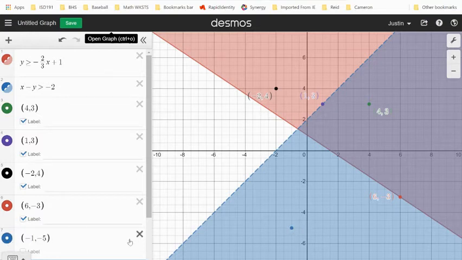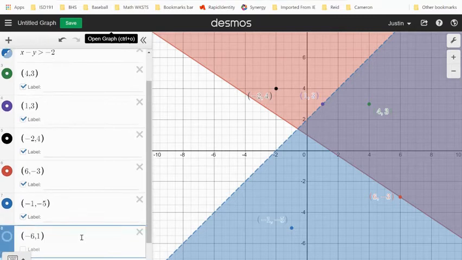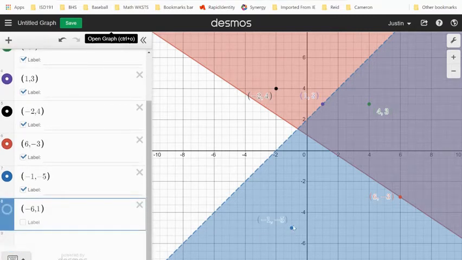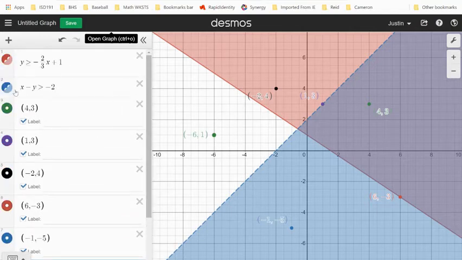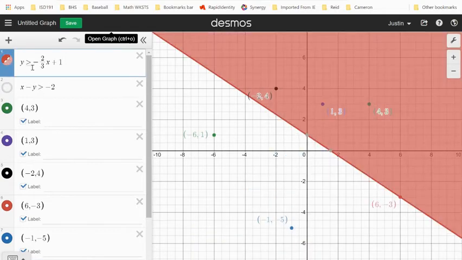-1, -5 is a solution to the blue inequality because it's in the blue shaded area. But notice it's not in the red shaded area. So it's not a solution to all of the inequalities in that system. So that is not a solution. And last we have -6, 1, which is over here in the area that's not shaded by either one. It's not shaded in red or blue. So that's really the one where it wasn't a solution to either inequality.